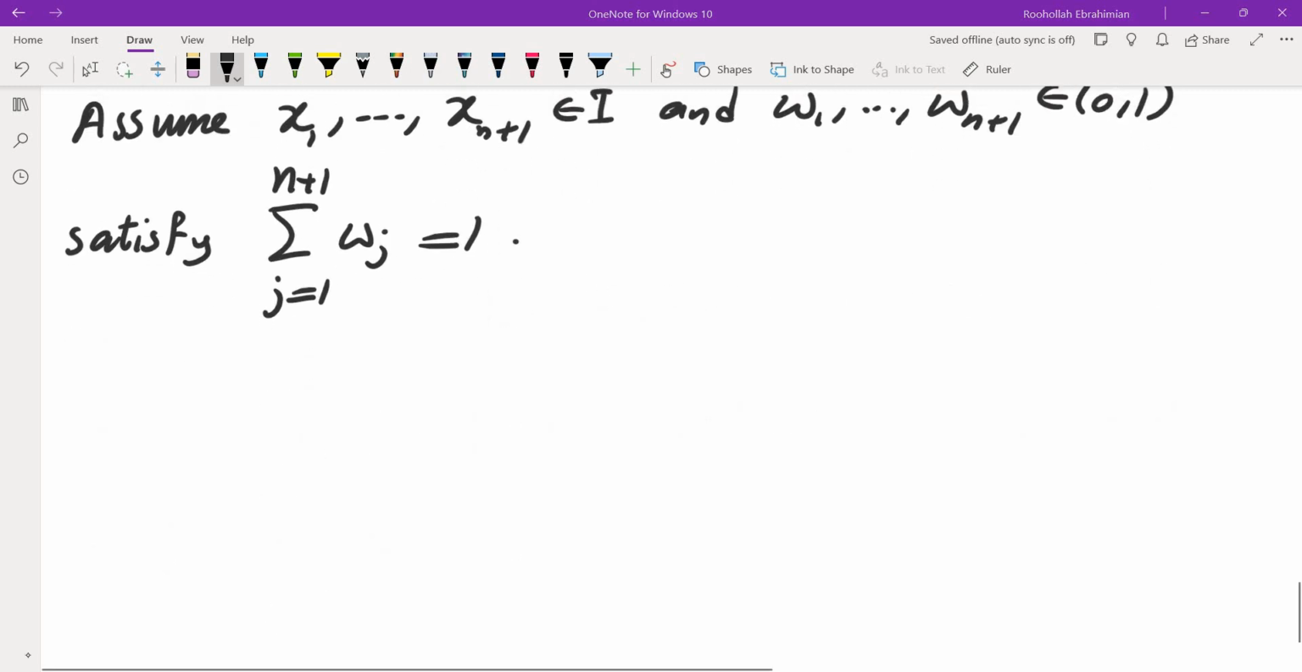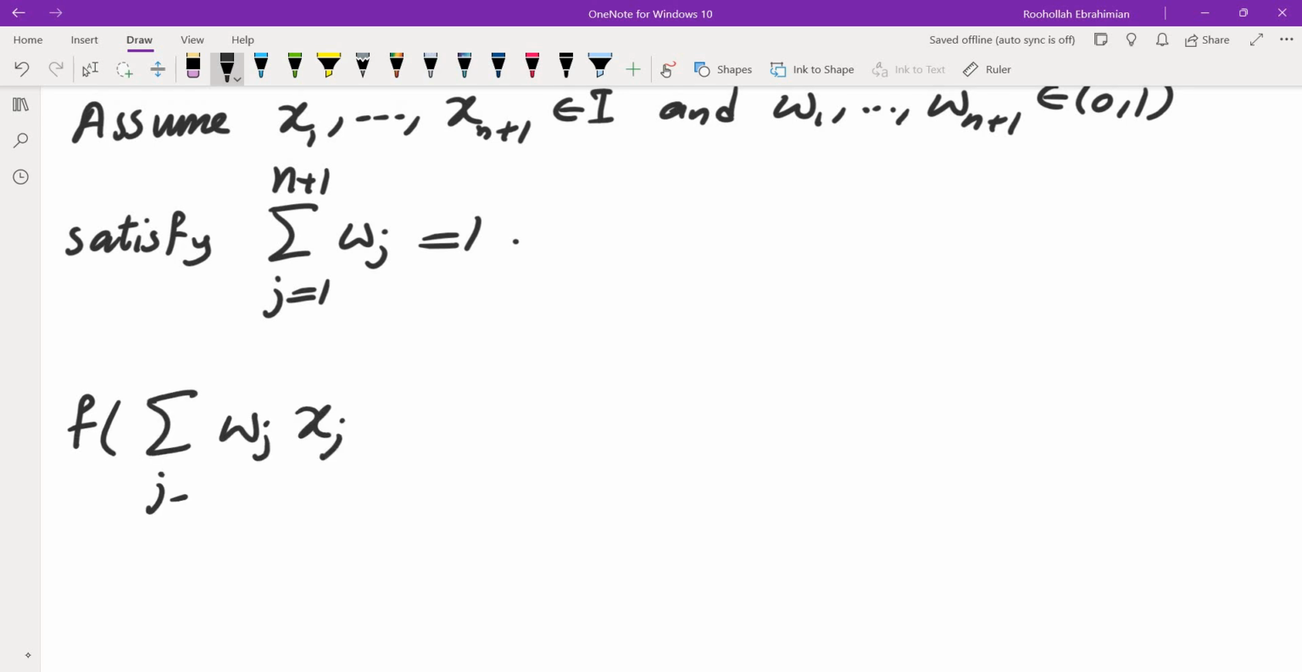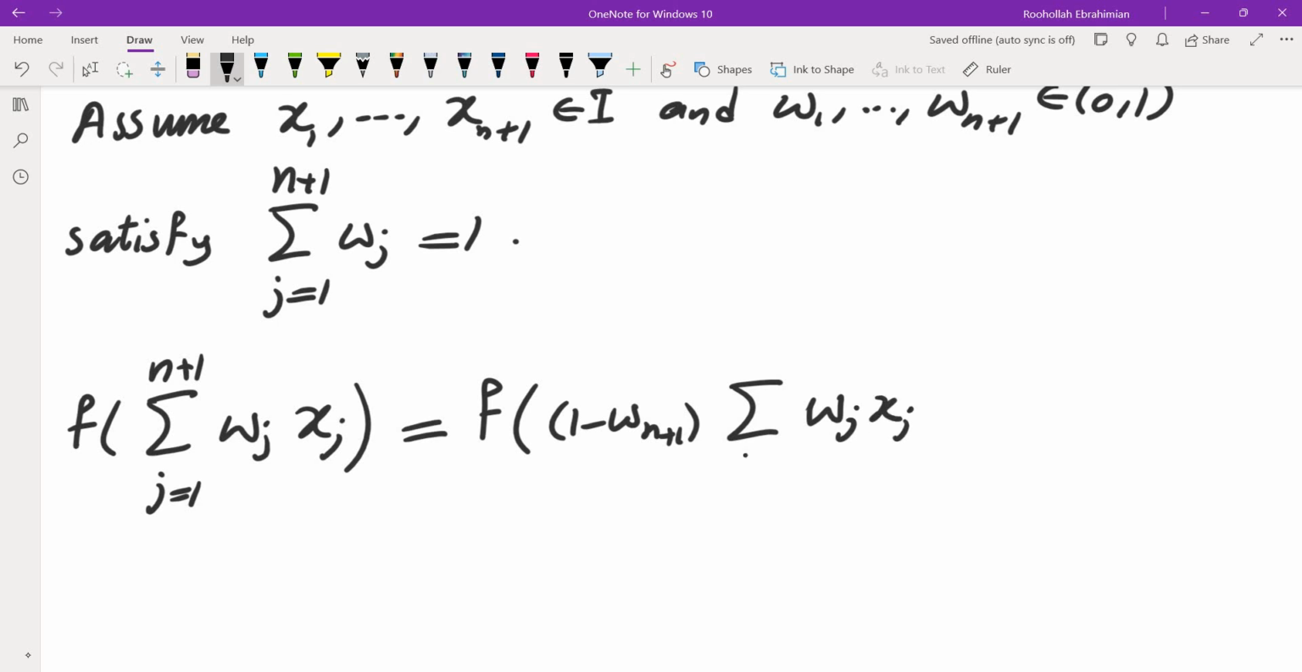We're going to look at f of the sum of wj xj, j equals 1 to n plus 1. We're going to break this up into two portions, and we're going to use induction: the basis step and then the inductive hypothesis. So this is f of 1 minus wn plus 1 times the sum of wj xj, j equals 1 to n, divided by 1 minus wn plus 1, plus wn plus 1 xn plus 1.